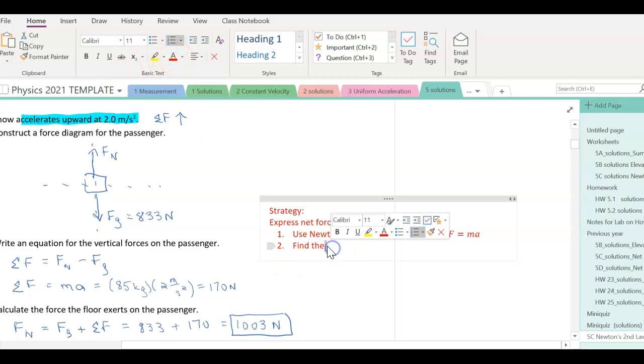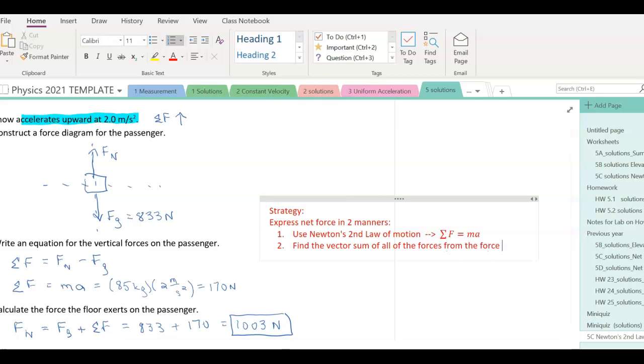We're going to find the vector sum of all of the forces from the force diagram in the direction of motion. So in this case, that net vector sum was the normal force minus the gravitational force. The specific forces involved may depend on the situation, but if you look at the force diagram, since this elevator is moving in the vertical direction, I would want to take the sum of all of the forces in the vertical direction.